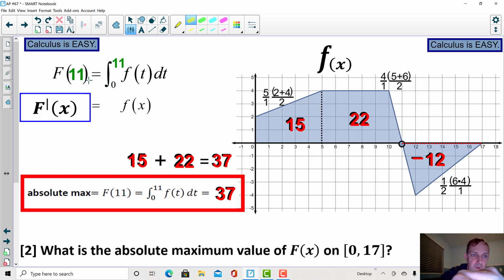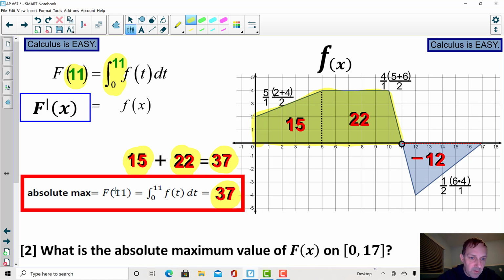Okay, now we can go back and we can do f of 11, because now we can do the integral from 0 to 11. It's basically the area from 0 to 11. So we'd have to add up all this area here. And we added them up separately. So the first one gave us 15. The second one gave us 22. So altogether we get 37. So that integral is going to give us 37.